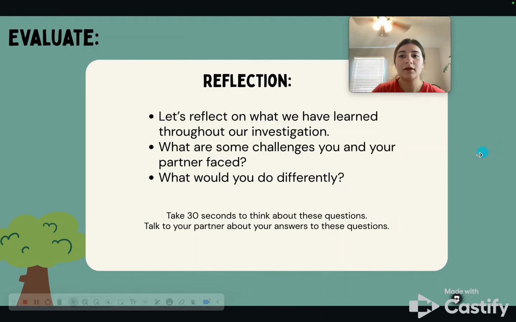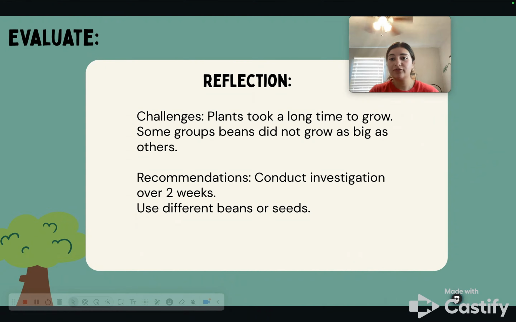All right, so these are some of the challenges and recommendations I've heard from some of the partners in here. Some challenges I heard is that some of the plants did take a long time to grow. This investigation was only over 5 days, so some of them did take a long time to grow. I know some of you thought after one day your plant was going to be really big, but that was not the case. Another challenge is some groups of beans did not grow as big as others. So even though we put some of our beans in the same place as another group's, their plants did grow bigger.